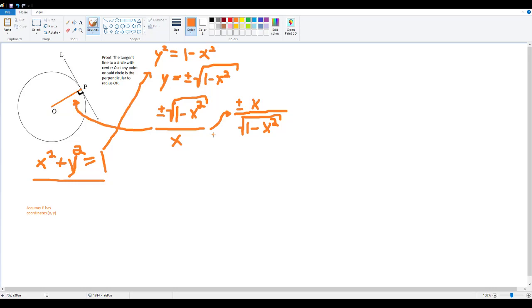Now, in order to prove that this is the tangent line to the circle, or the equation for its slope, what we need to do is take the next bit, which is the derivative. So we have x squared plus y squared equals 1. We want to do implicit differentiation. Okay?